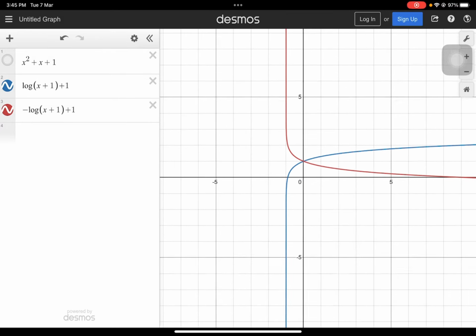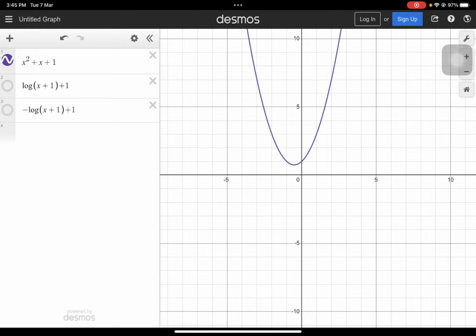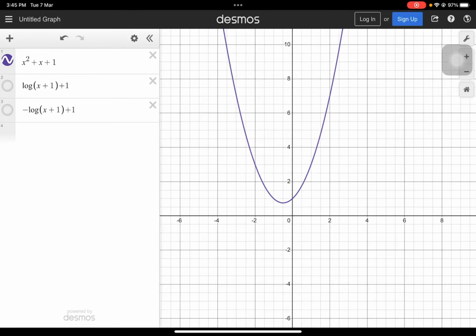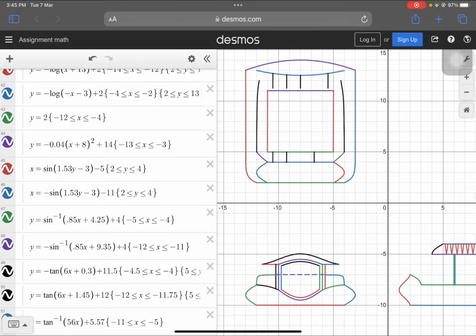Now I will move on to the quadratic graph, which is this. Okay, +1 represents the y-intercept, and we can find the midpoint here using vertex form or find the roots using a calculator. Okay, so I move on to our Desmos.